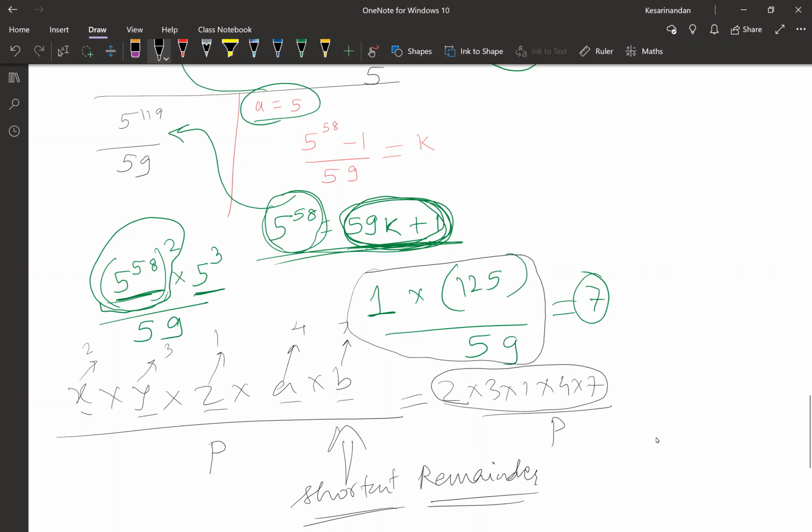Now what you can do is in the next stage directly multiply all those remainders, and if it is less than p, this will be your answer. If it is greater than p, again divide by p. Basically this is what we did here, and that would be your shortcut remainder theorem.